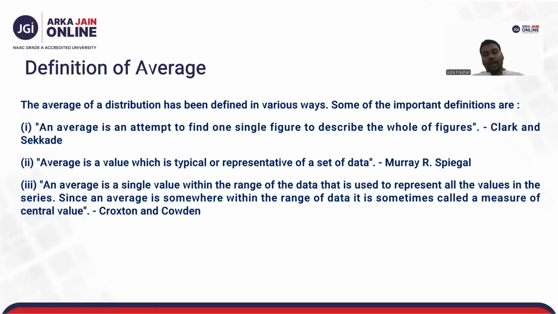Since an average is somewhere within the range of the data, it is sometimes called a measure of central value. That is according to Cowden and Roxton. Okay, that is the definition that has been given by them.